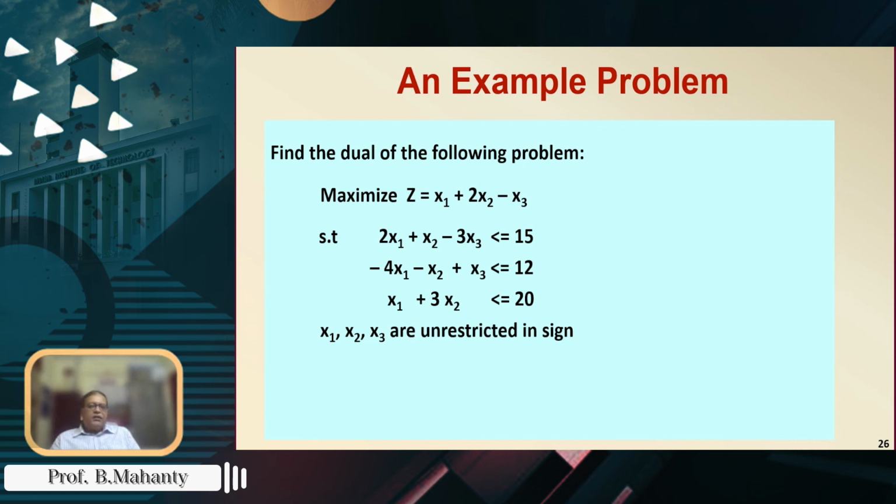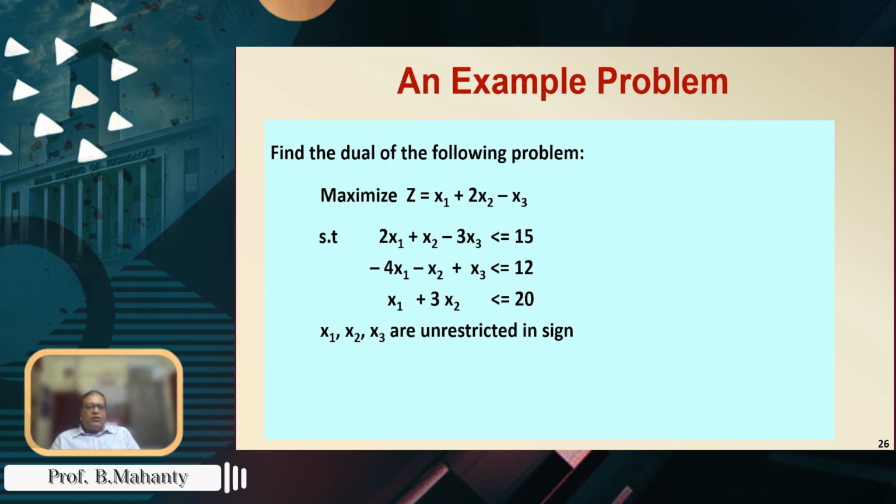All right. Let us say the three dual variables are y1, y2, and y3. Now, the primal problem is one of maximization. So the dual problem should be what? It should be minimization. What would be the function? It should be then 15y1 plus 12y2 plus 20y3. Is it not? So 15y1 plus 12y2 plus 20y3 should be the objective function. That is the first thing.